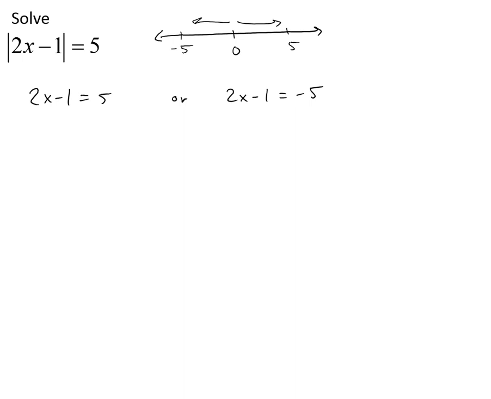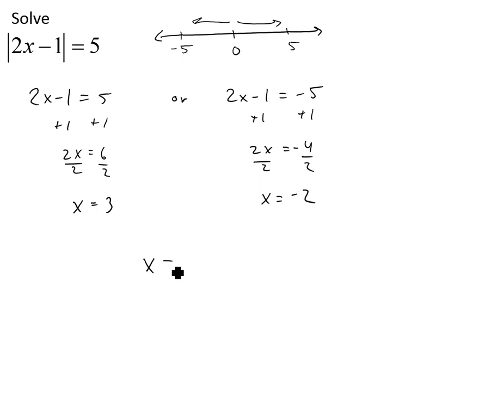Okay, so now we just need to solve each of these two equations separately, and that'll give us our two solutions. So from the first one here, we're going to get x equals 3. And from our second one, we're going to get x equals negative 2. So our two solutions to this absolute value equation are negative 2 and 3.